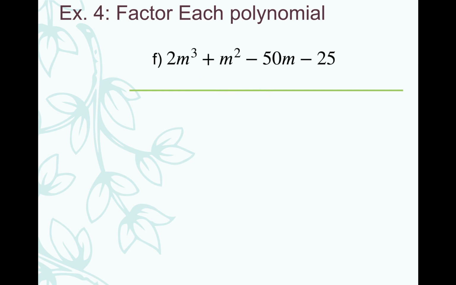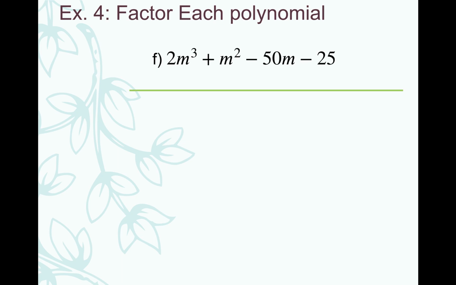Okay, 2m cubed. Let's try this problem. Step 1, we are going to look for a greatest common factor. Well, I have coefficients of 2. There's no coefficient on the m squared, but we remember when there's no coefficient, that's the same as it being a 1, a negative 50, and a negative 25. So when we do this problem, we can notice that none of these coefficients have any common factor. So there's no greatest common factor that we can take out.